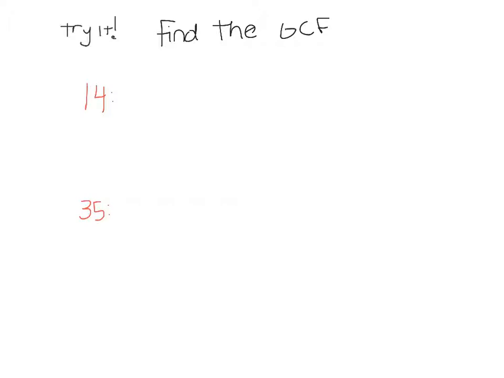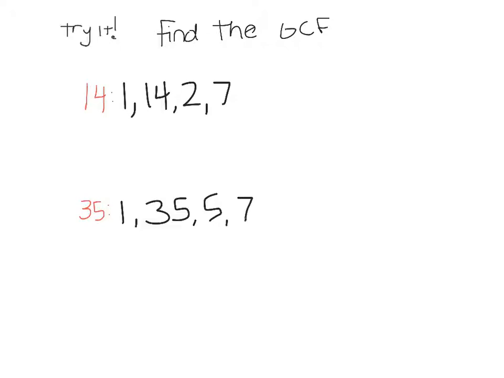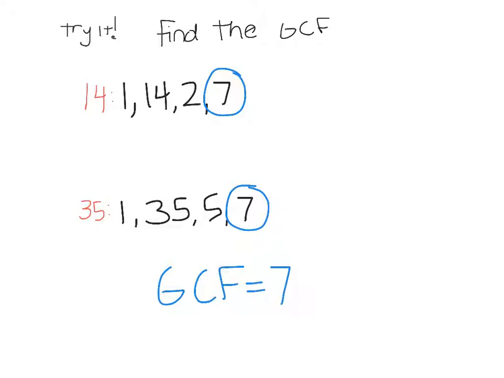Okay, so to find the greatest common factor of 14 and 35, I'm going to list the factors here. The factors for 14 are 1 and 14, 2 and 7, and that's it. For 35, we have 1 and 35, and not 2 because it's not even, and 5 and 7. And then our greatest common factor here is 7. That one I think was on your homework too, just to give you a little heads up.